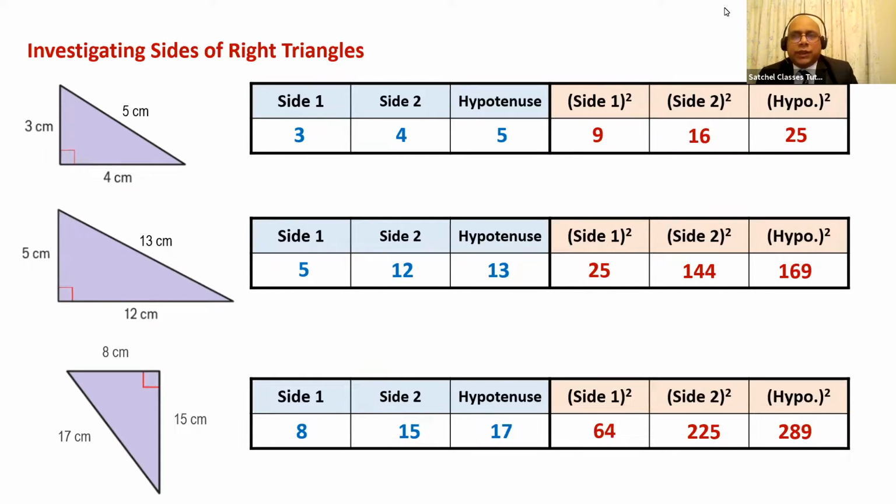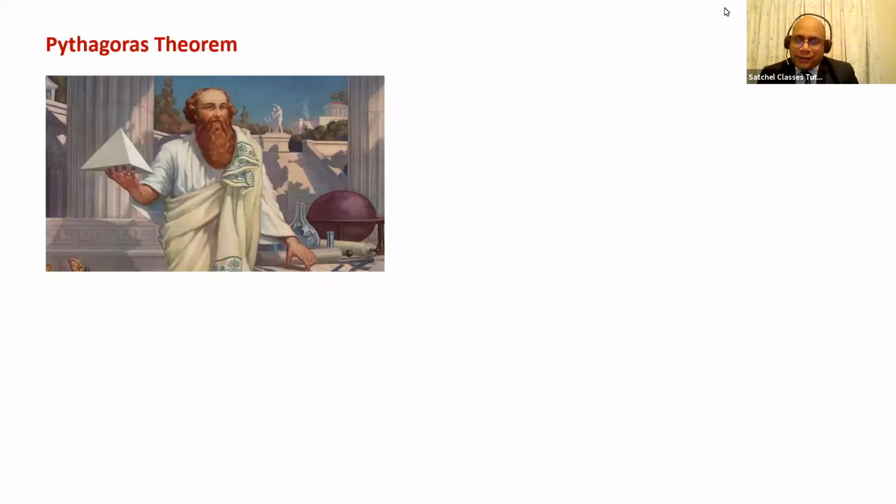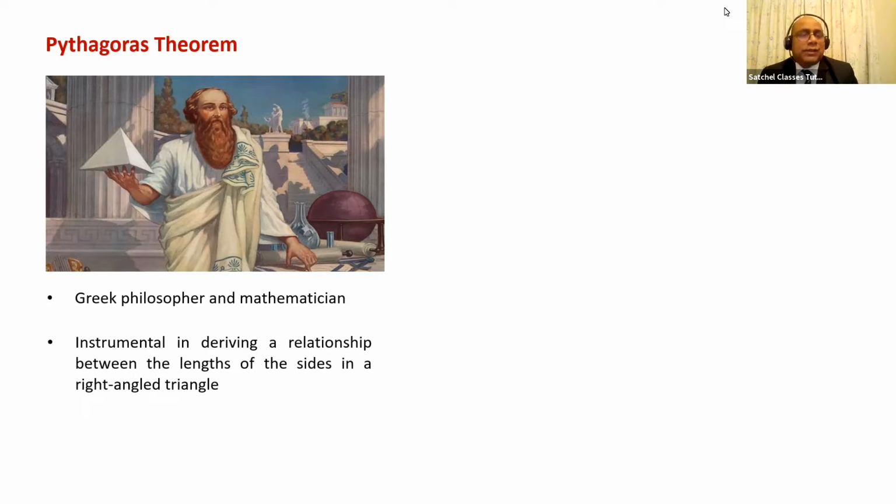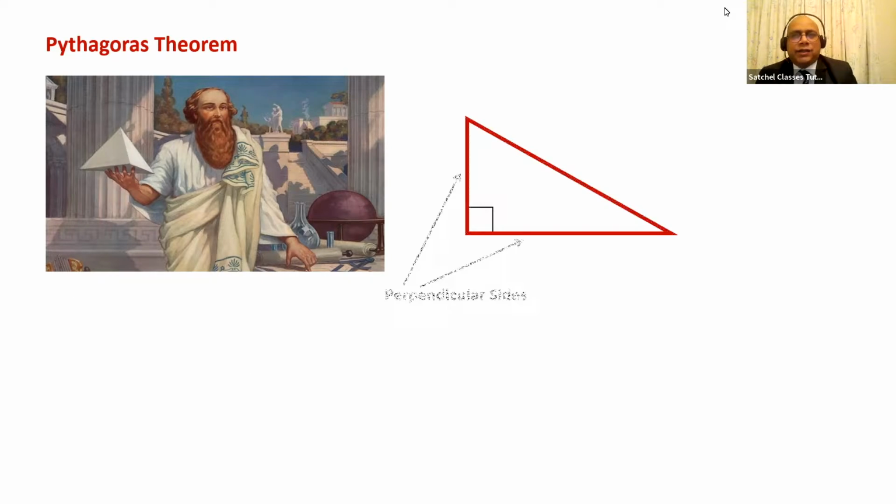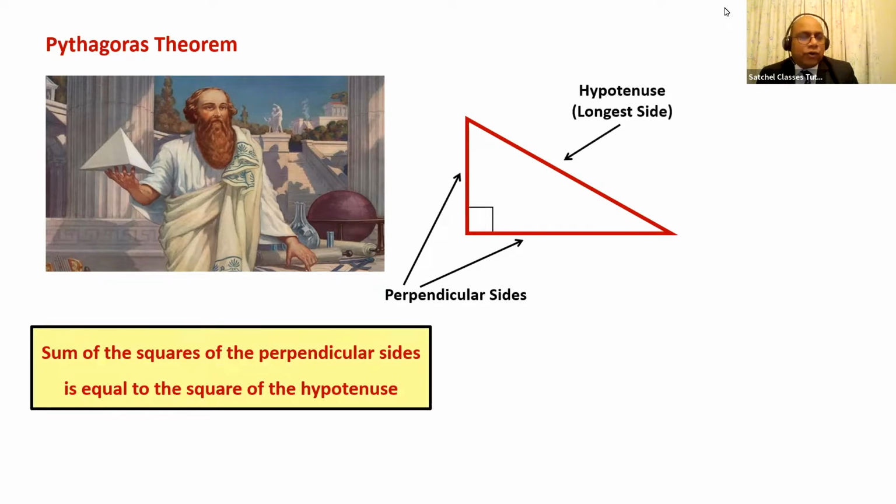Well, you don't have to think too much. It's first plus second gives you third. 9 plus 16 is 25. In the second case again, 25 plus 144 is 169. In the third case, 64 plus 225 is 289. Interesting, isn't it? Now, that brings us to the Pythagoras theorem, which I said was deduced by the famous Greek philosopher and mathematician Pythagoras. He was instrumental in deriving the relationship between the lengths of the sides in a right angle triangle. That's exactly what we derived a while back. In a right angle triangle, these are the perpendicular sides, and that's the hypotenuse. So, what Pythagoras derived was interesting. He said the sum of the squares of the perpendicular sides is equal to the square of the hypotenuse.